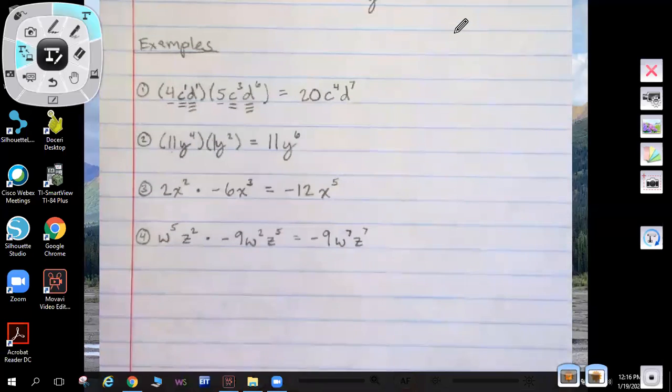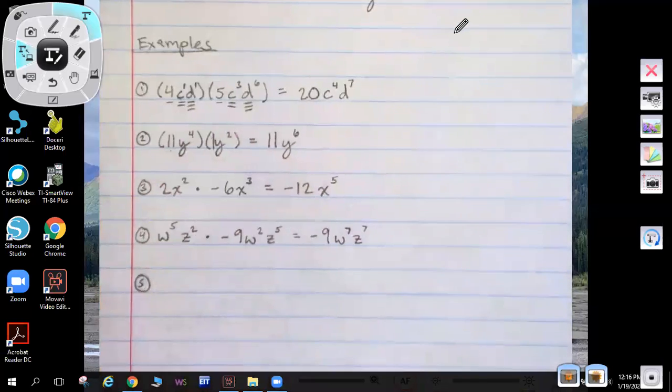I think I said that was going to be the last one, but I lied. There's one more for multiplication.